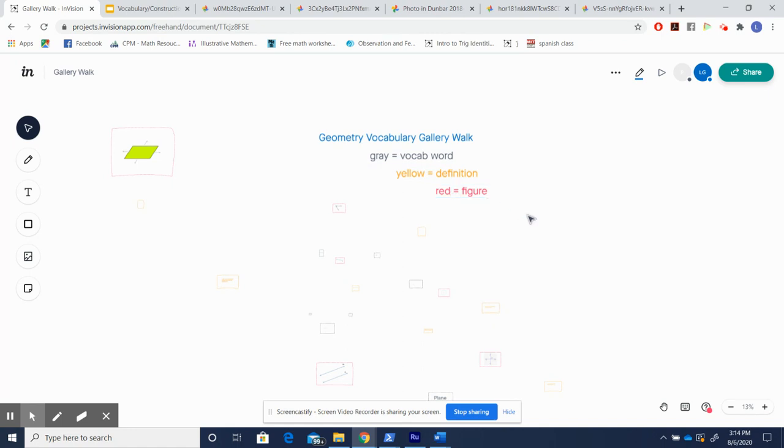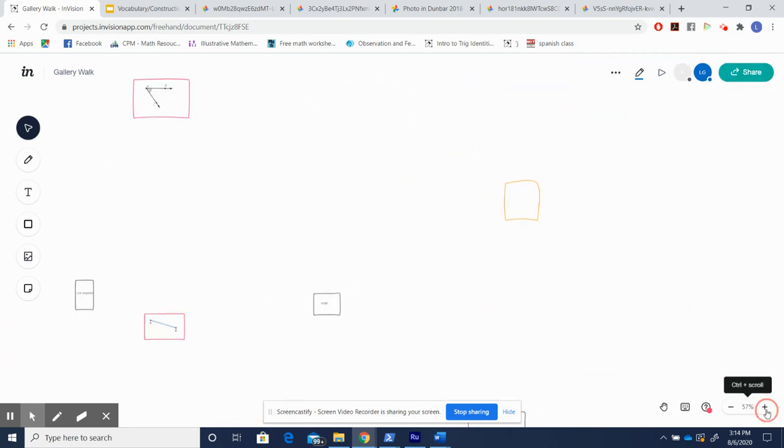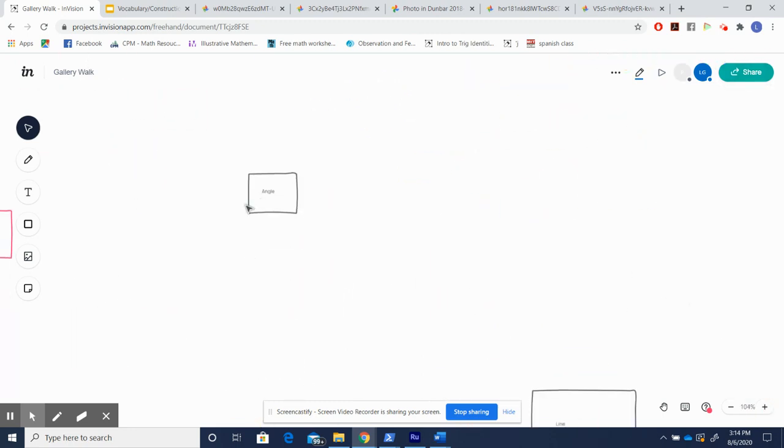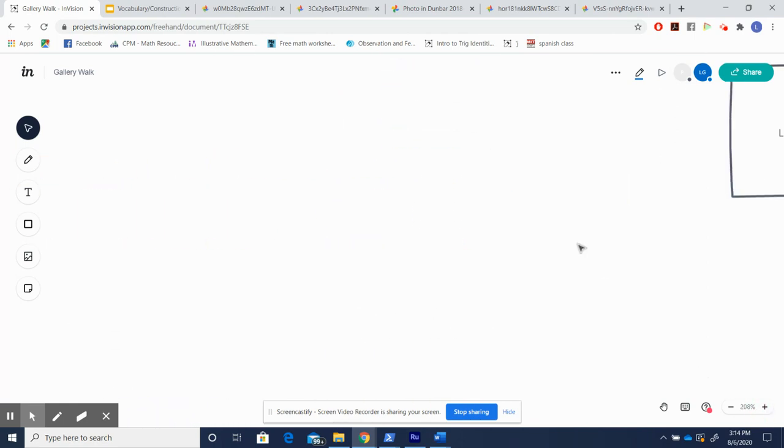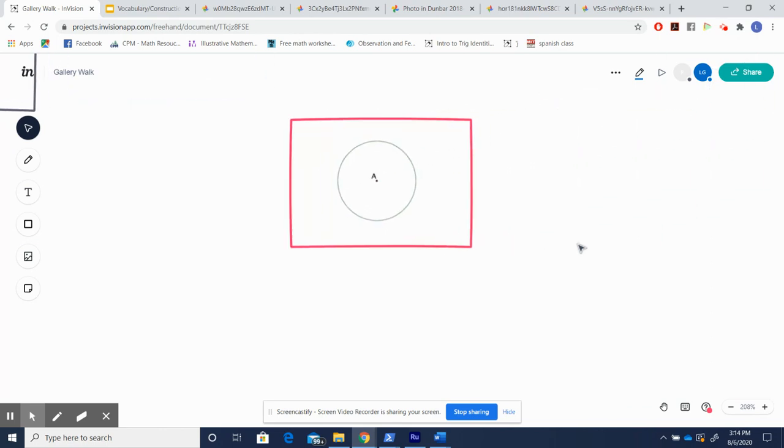Now, because we're online, I think the most powerful way to use this is to put students into breakout rooms. The students can be in breakout rooms of 3 or 4 students, where all of them can access the same whiteboard. They can then work together to do exactly the same thing they would do in the classroom, and that would be to zoom in, to find the definition, to find the figure, and to find the correct word to match with each other on the study guide.